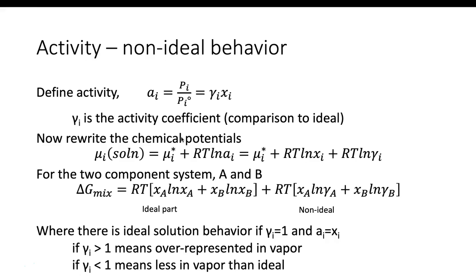And what does that mean? That means it's trying to escape the liquid. They don't like each other as much, the two solutions, if we're talking about a two-component system. If it's less than 1, it means it's less represented in the vapor than it would be in an ideal case. And so in that case, if you have two components, that means those two components like to be in solution together, and so there's not a lot of escaping from the liquid. So our activity coefficient is a measure of the non-ideal behavior and could be interpreted chemically.